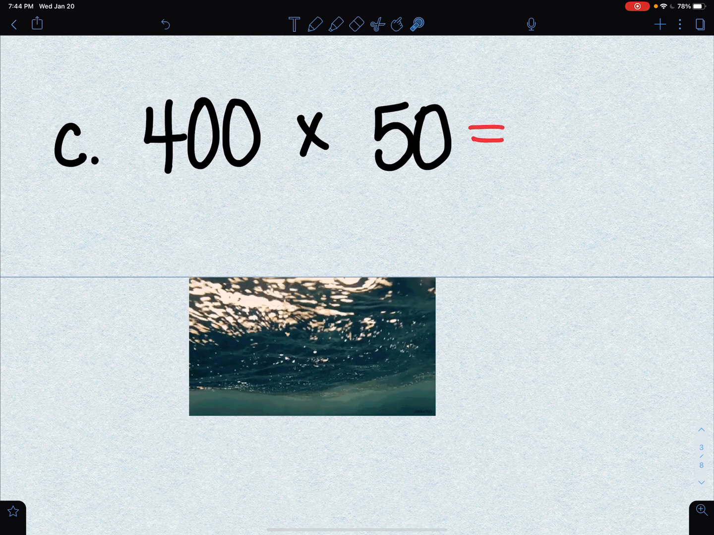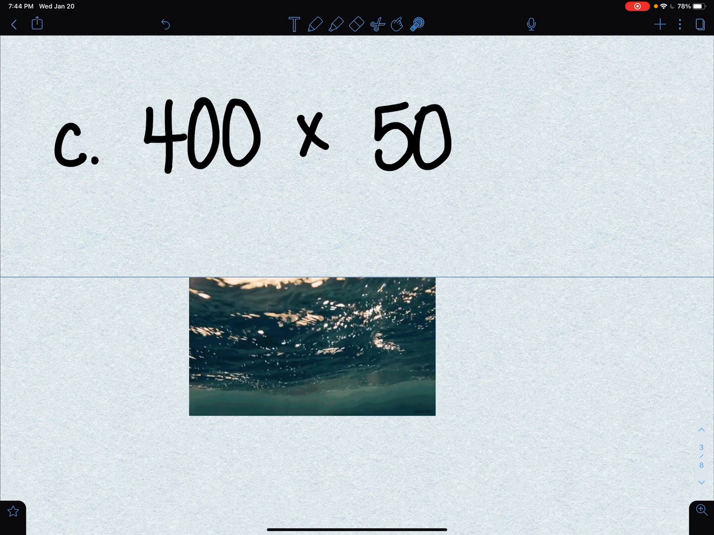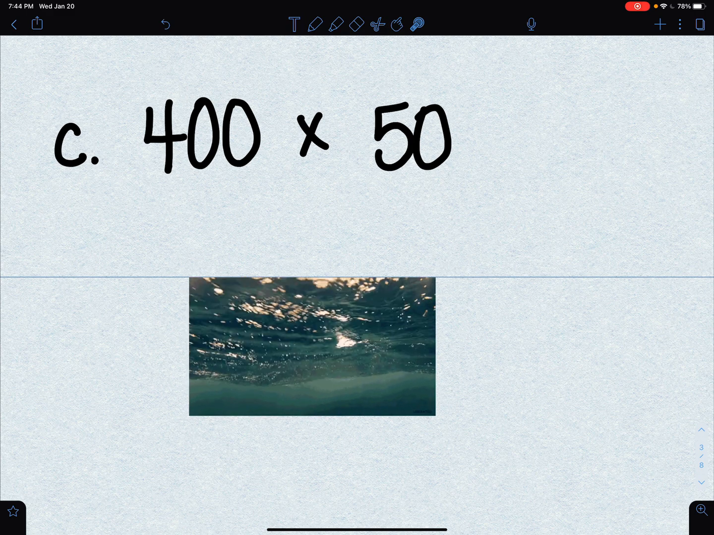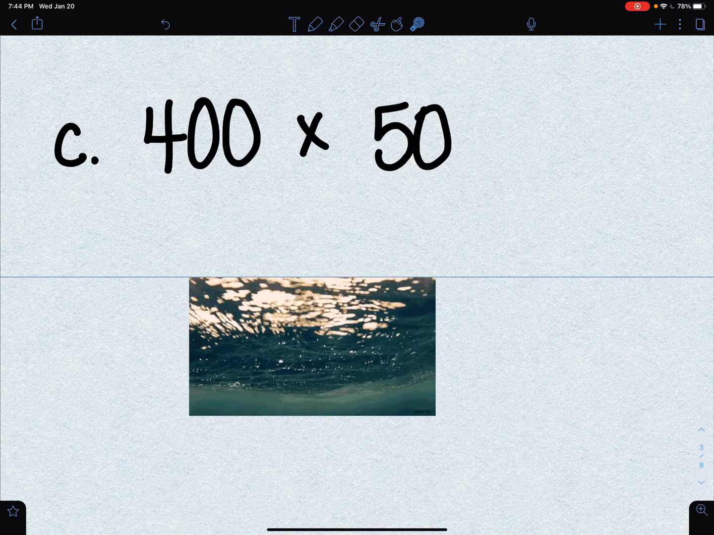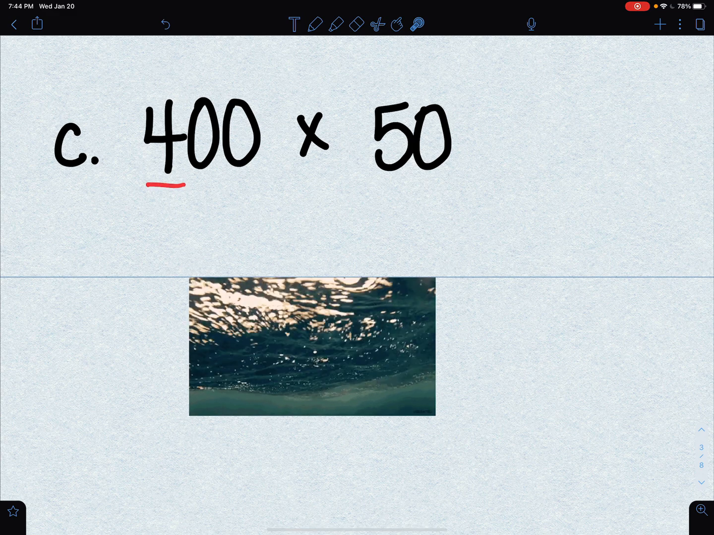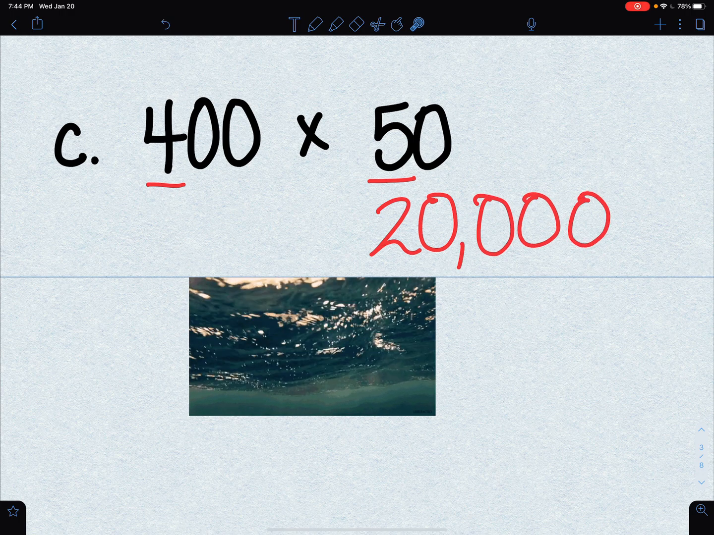What about this one? 400 times 50. I'm going to let you figure it out. This one's tricky, and so I'm going to give you the answer on this one too. The reason it's tricky is because when you do 4 times 5, you actually get the number 20. And then you add the 3 zeros, so your answer should be 20,000. Okay, so check yourself on that one too.